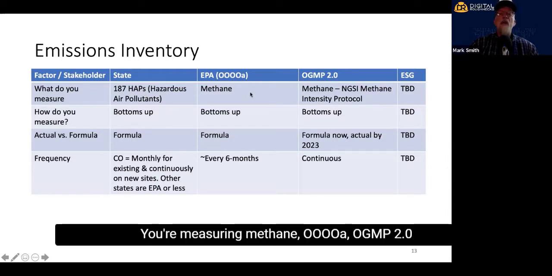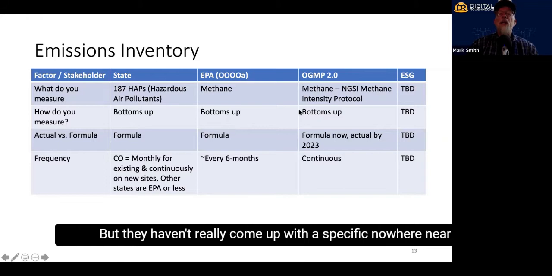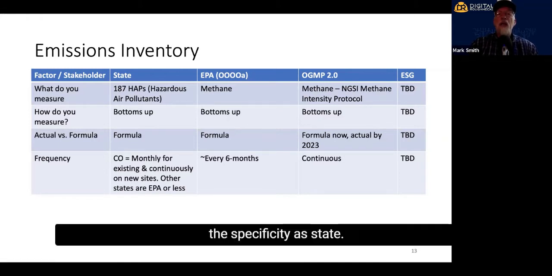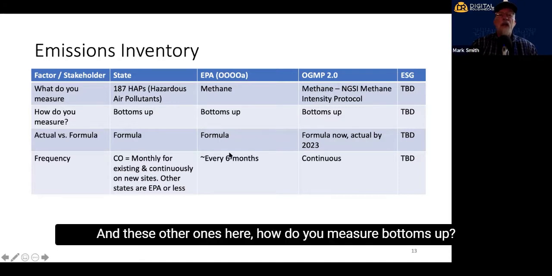Okay, EPA, you're measuring methane. Okay, Quad OA, OGMP 2.0, you're measuring methane. And ESG, I put TBD, right? They're all saying net zero, right? But they haven't really come up with nowhere near the specificity as the state and these other ones here. How do you measure? Bottoms up.